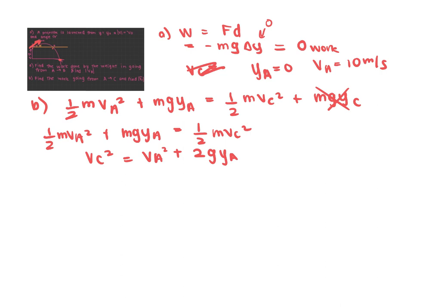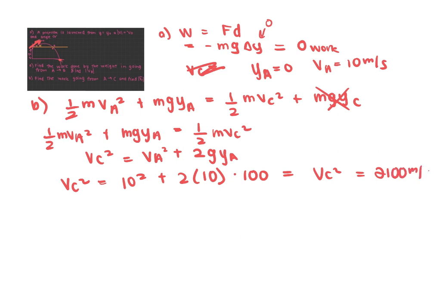Now, plugging that into the problem would give us VC squared equals 10 squared plus 2 times 10, which is the gravity, times 100, which equals VC squared equals 21,000 meters per second. The square root of that means that VC is approximately 45 meters per second.